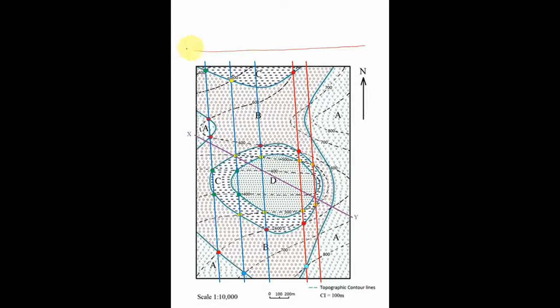So let us say I'm plotting a graph, and this is a graph of height versus the strike lines that I'll be plotting. So 300, I'm starting with a contour of 300. Then let us say we have 400. Then this is 500, and finally 600.